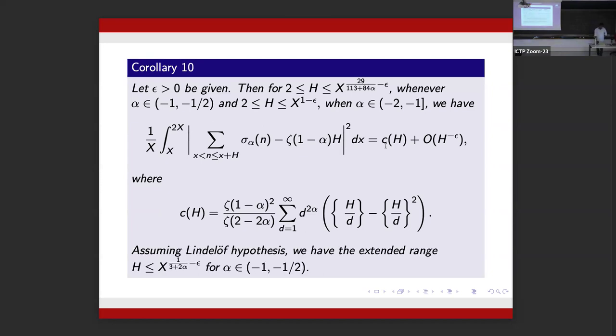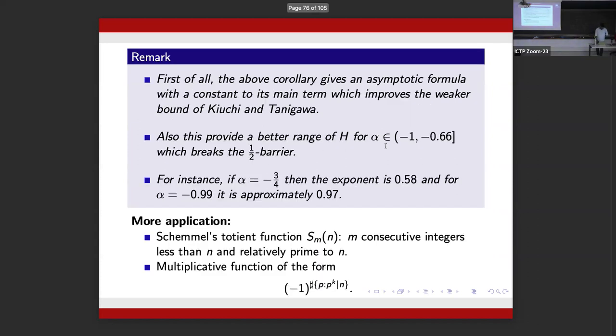And underlying this, again we stretch the short interval length. And we see that again we get an asymptotic formula. The interesting point is that we actually extend the range of the interval when alpha lies between minus half and minus 0.6; instead of x to the power half, we get a better range. For example, for alpha equal to minus 3 by 4, it's 0.58. And similarly, near minus 1, it's 0.97.